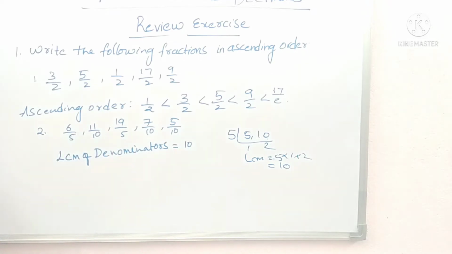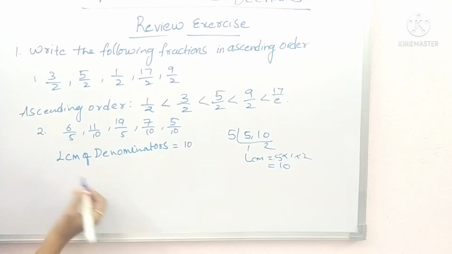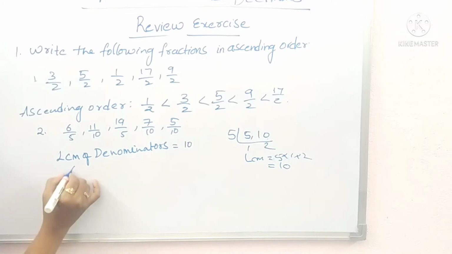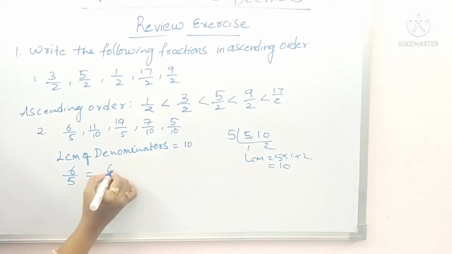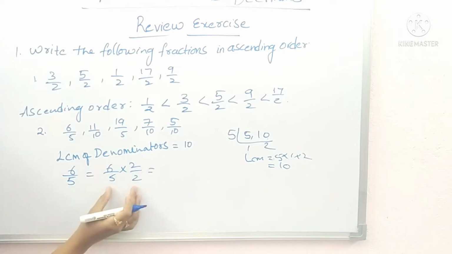Now we have to convert 6 by 5 and 19 by 5 to get 10 in the denominator. By multiplying with what number do we get 10 from 5? 5 twos are 10, right? So 6 by 5 can be written as, I am multiplying with 2 by 2. Why am I multiplying? To get 10.